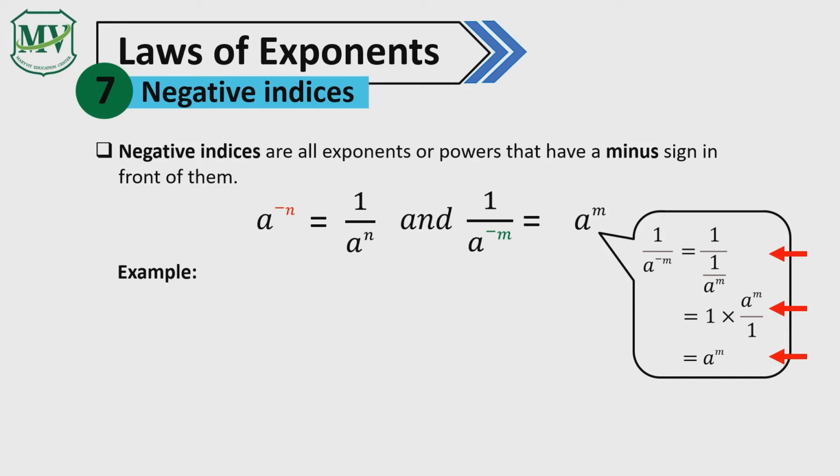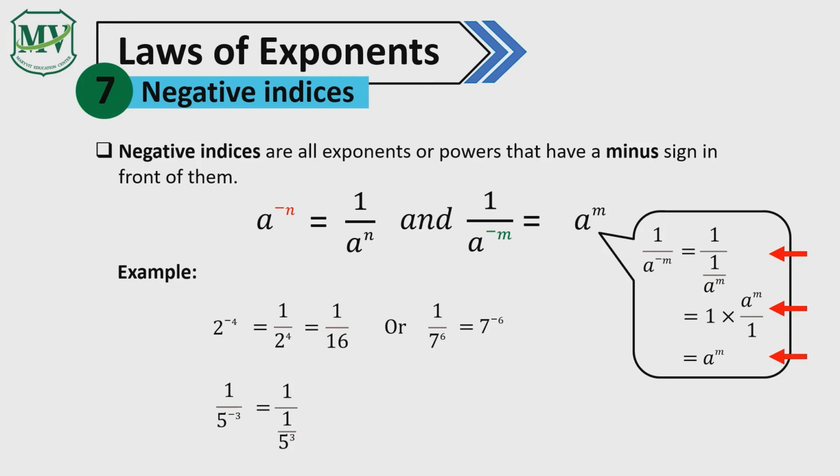Now, let's have an example. 2 raised to the power of negative 4 could be equal to 1 over 2 raised to the power of 4, which is equal to 1 over 16. We could flip the process. Example, 1 over 7 raised to the power of 6 is equal to 7 raised to the power of negative 6. Another example, 1 over 5 raised to the power of negative 3.